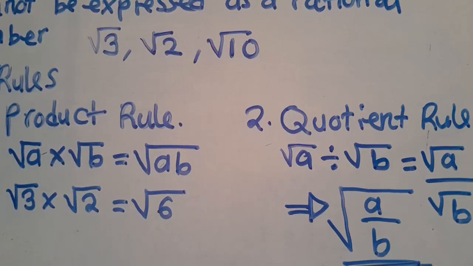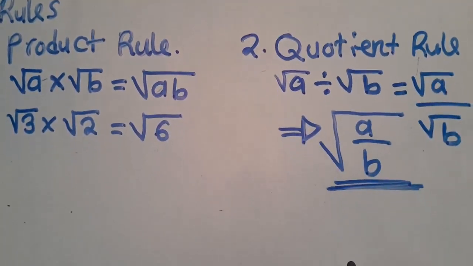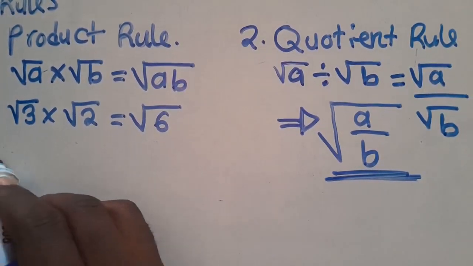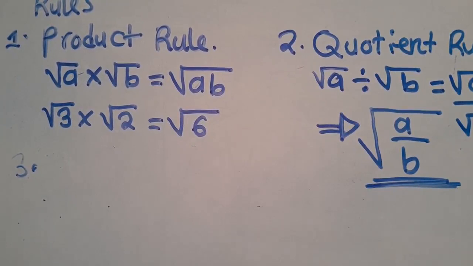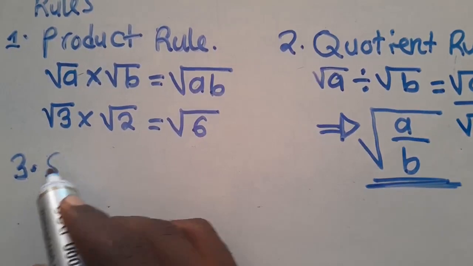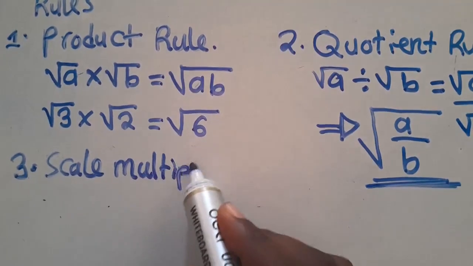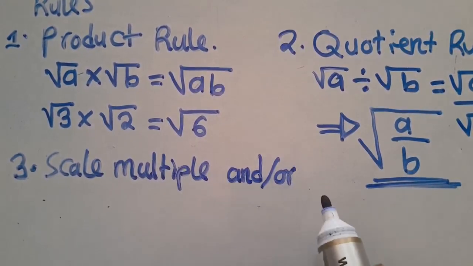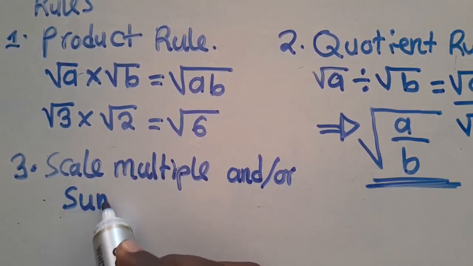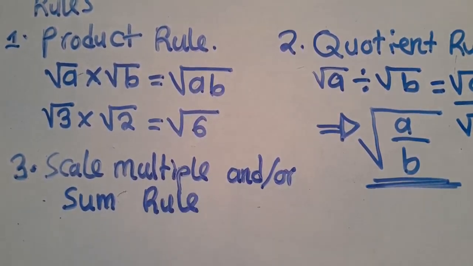So now let us look at the last one, which is the third one. The third one that we are going to talk about is very simple also. It is called a scalar multiple, and it can also be called the sum law.